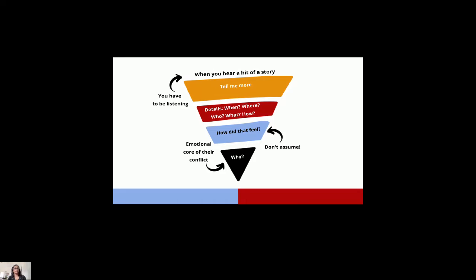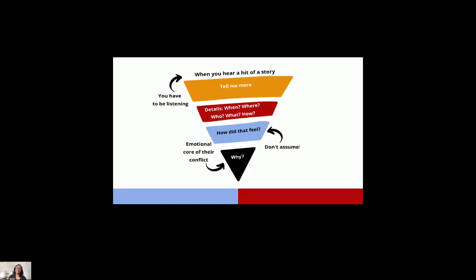Where did that happen? Who was involved, or who were you with, or who did it impact? What happened? How did it happen? And then you want to go one step further. You want to ask, how did that feel? Because we can't assume we know how people feel. The way I feel in one situation might be completely different from the way somebody else feels.